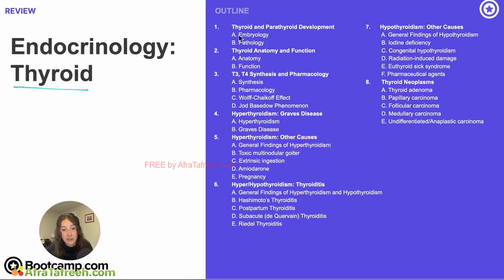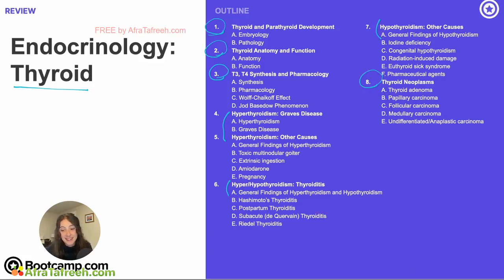In this section, we'll be covering the thyroid. So first, we'll start out with the embryology and development of the thyroid and parathyroids. Then we'll talk about some of the anatomy and function of our thyroids, how T3 and T4, our thyroid hormones, get made. Then we'll cover some causes of hyperthyroidism, as well as some causes of hypothyroidism. And finally, we'll finish up talking about some of the thyroid neoplasms.